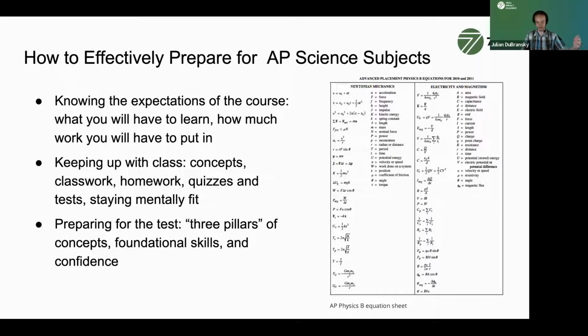Which, speaking of the test, all the AP Science subjects have them. All the AP classes have them. And there are a few things that you want to focus on when getting ready for an AP Science test. I like to call them the 3 pillars: the concepts of the class, the foundational scientific skills that you're also tested on, and just test confidence.